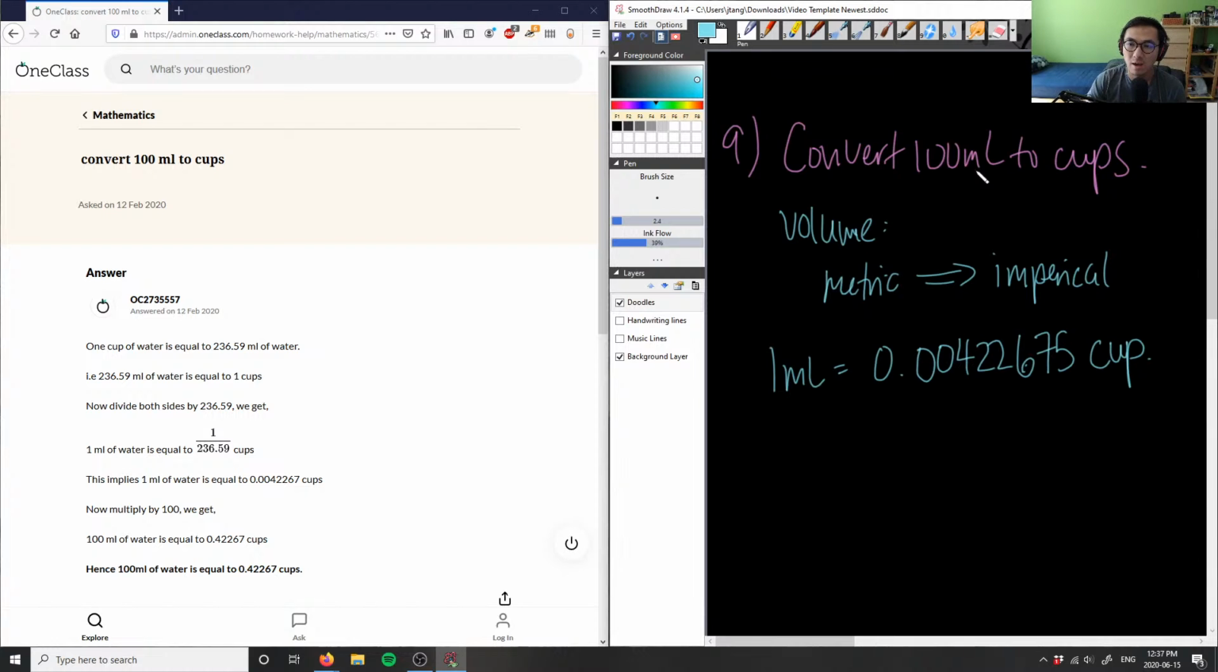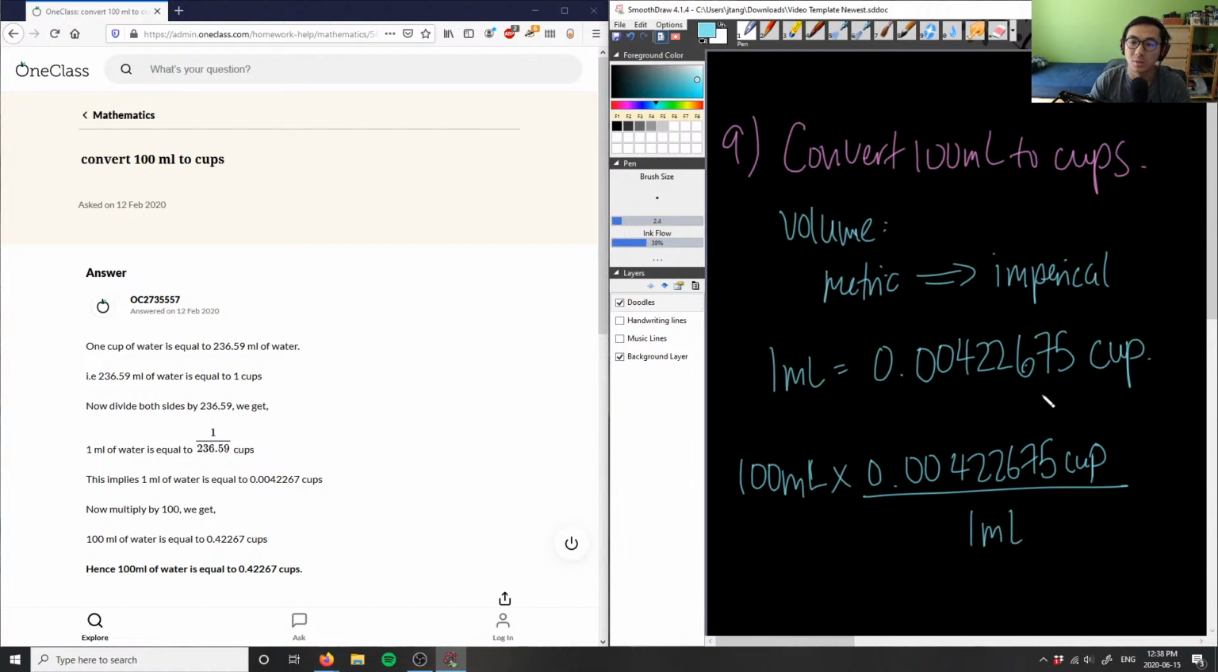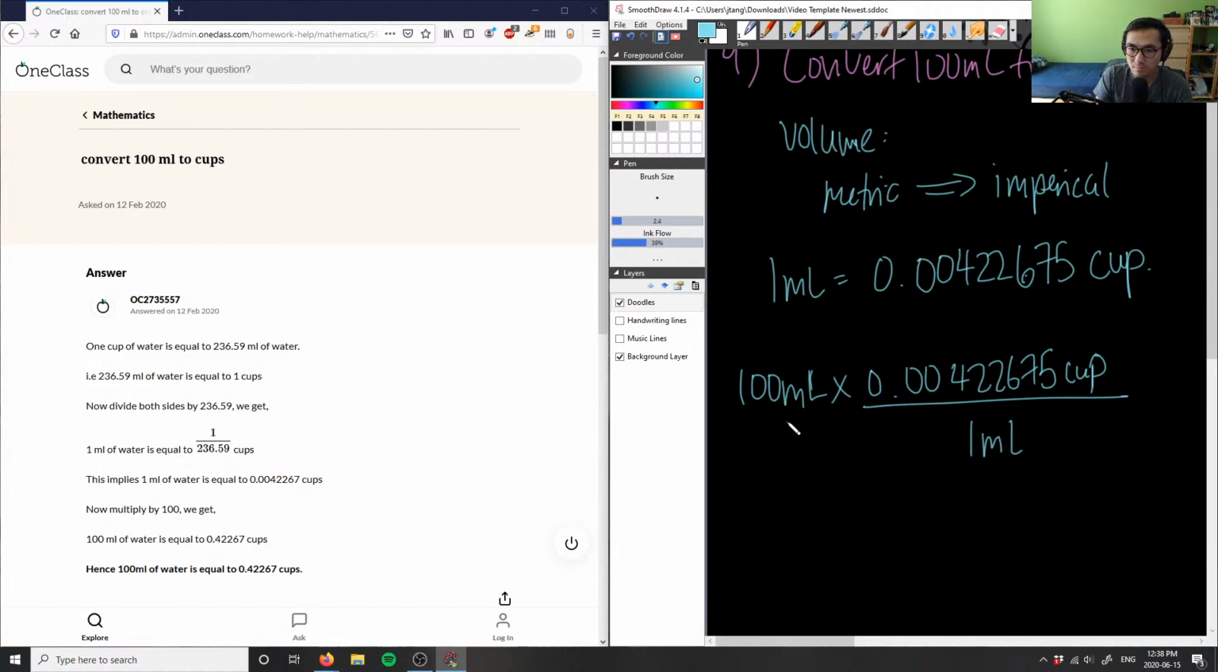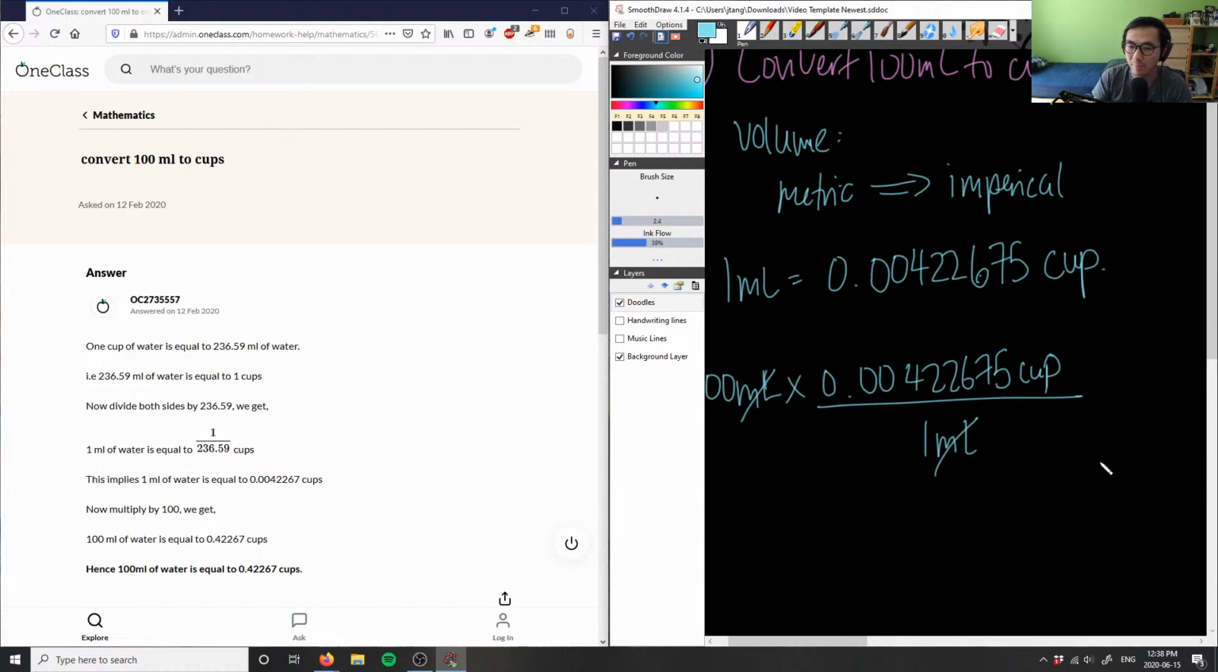So given this conversion here, how do we convert this to cups? Well, it's very, very easy, right? Using unit analysis, I have 100 milliliters and I want to get cups. So 100 milliliters, I'm going to multiply that by 0.004222675 cup per 1 milliliter, right? So I can cancel out the milliliters, and then I can simply do this operation here. This will give me how many cups I have.